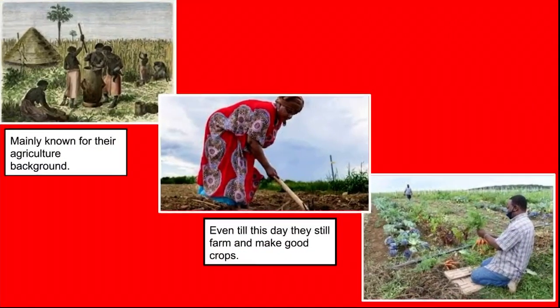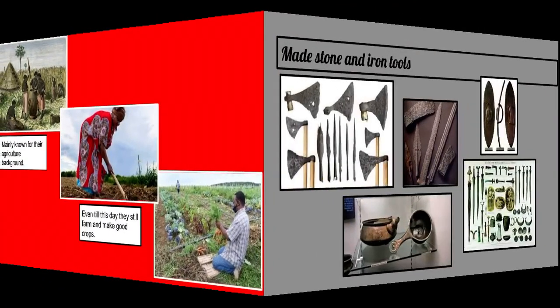The Bantu people originated in southwest Africa. They rose to power for their agricultural purposes. They could also make stone and iron tools, but they were mainly known for farming. Most of the time, Bantu people farmed not to trade, but rather to live off the crops they grew. Here are some of the stone and iron tools they also created.